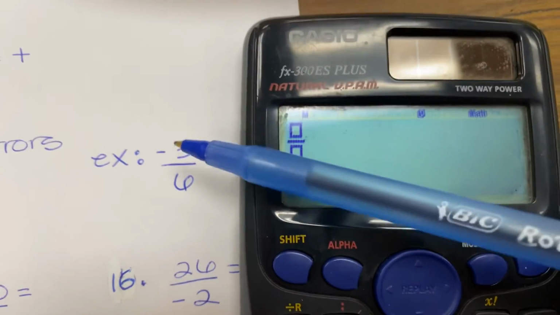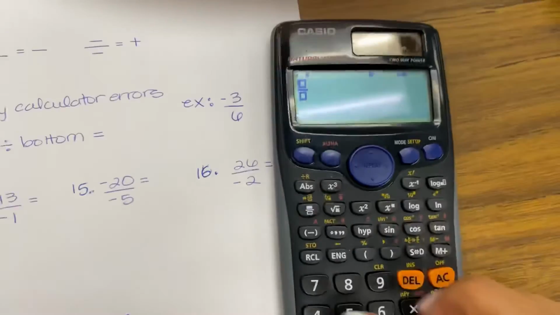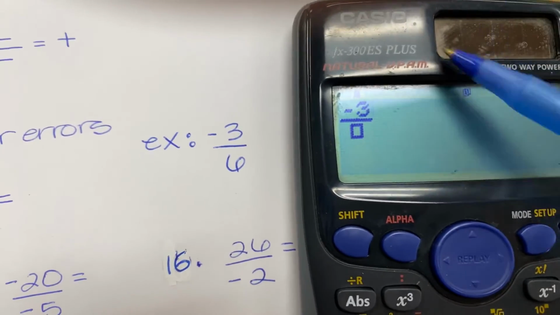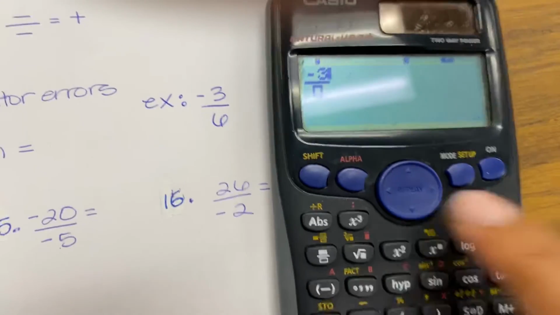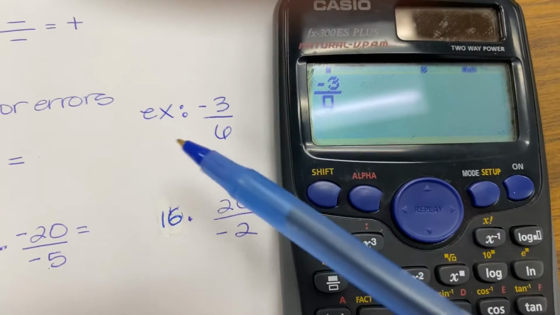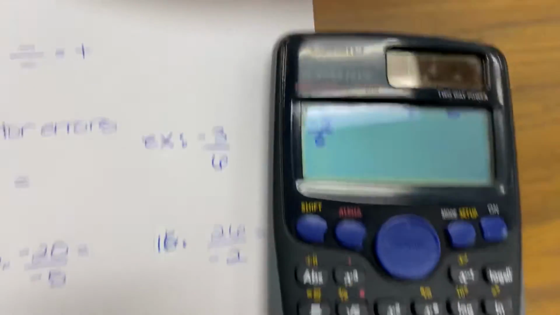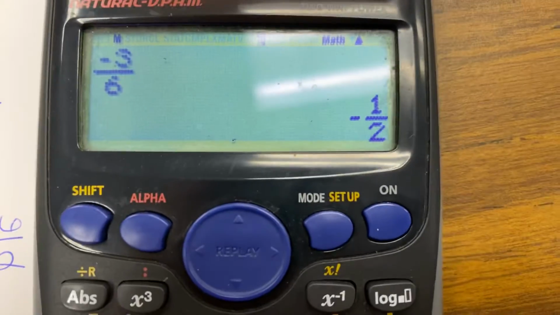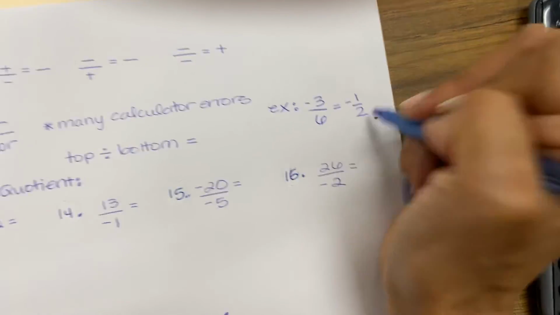Now you input the numerator, negative 3, and the denominator, 6. There's my numerator. How do I activate the denominator, that bottom one? You click down here, and type in 6. So here you go, negative 3 over 6. And where's my answer? Right here: negative 1/2.